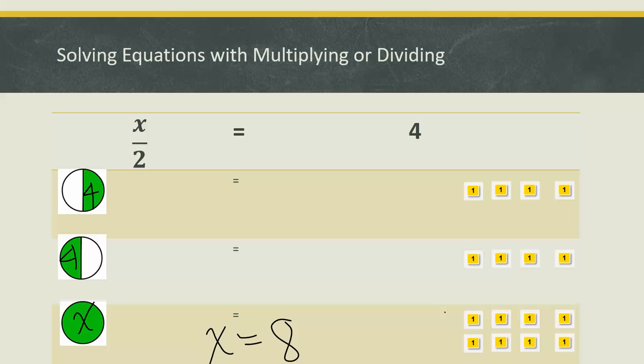Let's go back up to our original and check this. Our equation started with x over 2 equals 4. We said that x is equal to 8, so let's check that out. In my equation, x over 2 equals 4, I'm going to replace the x with my value, which was 8. So 8 divided by 2 equals 4. Is that really true? 8 divided by 2? Yeah, that is 4. So 8 is my correct solution.